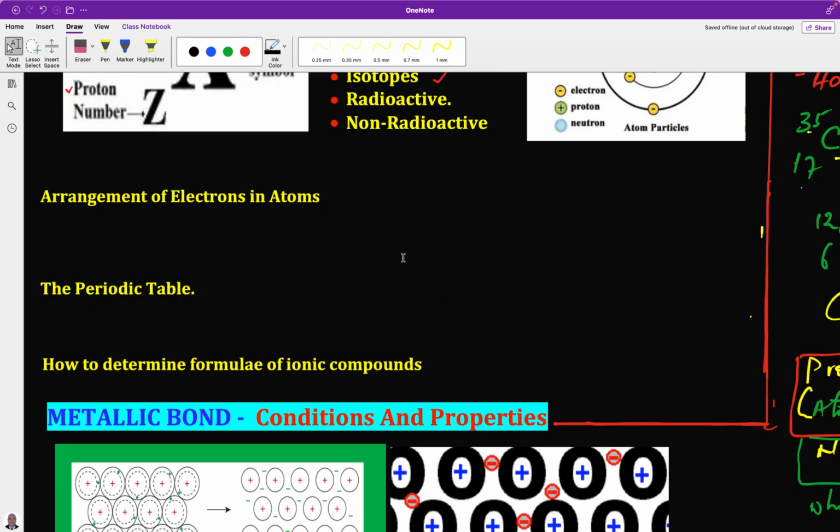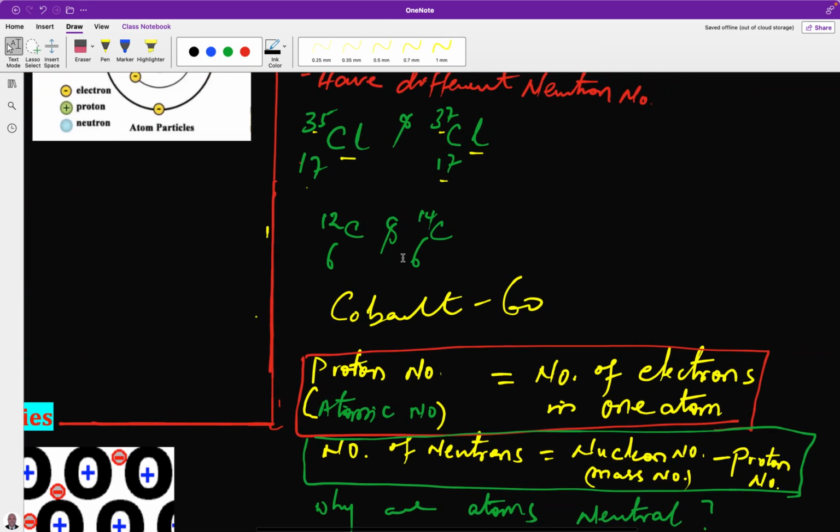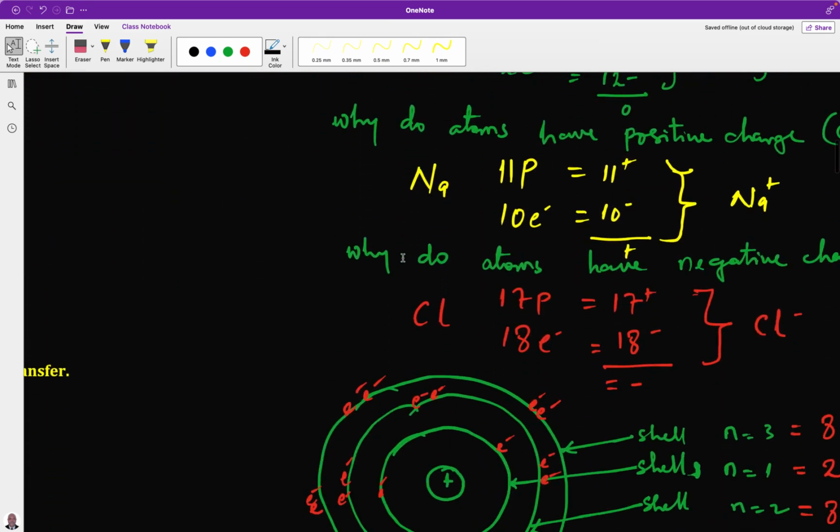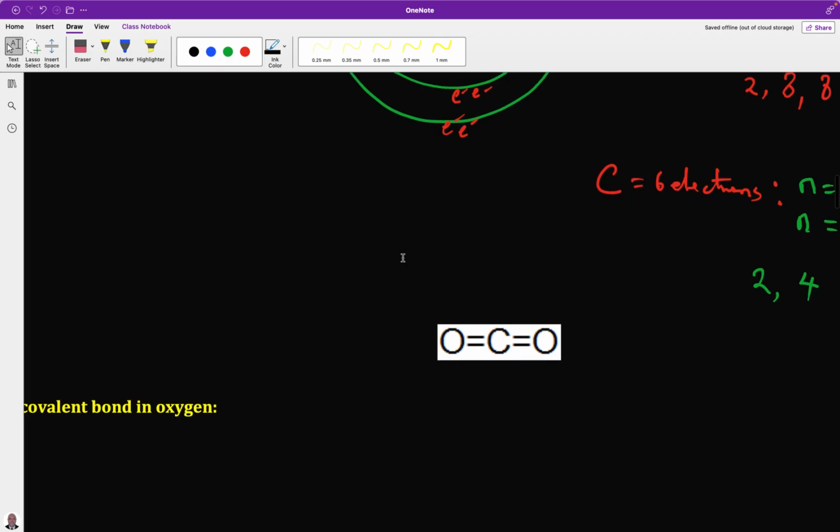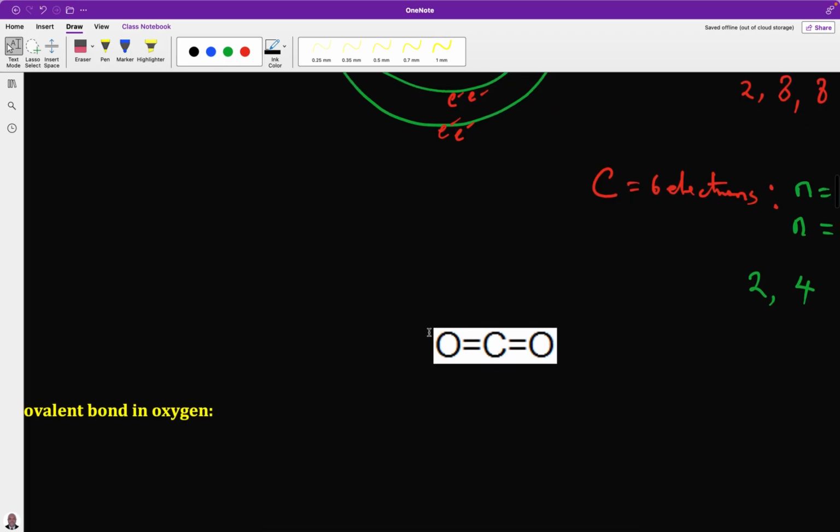How to determine the formula of ionic compounds? How can we determine the formula of ionic compounds? We have different methods of determining the formula of ionic compounds.